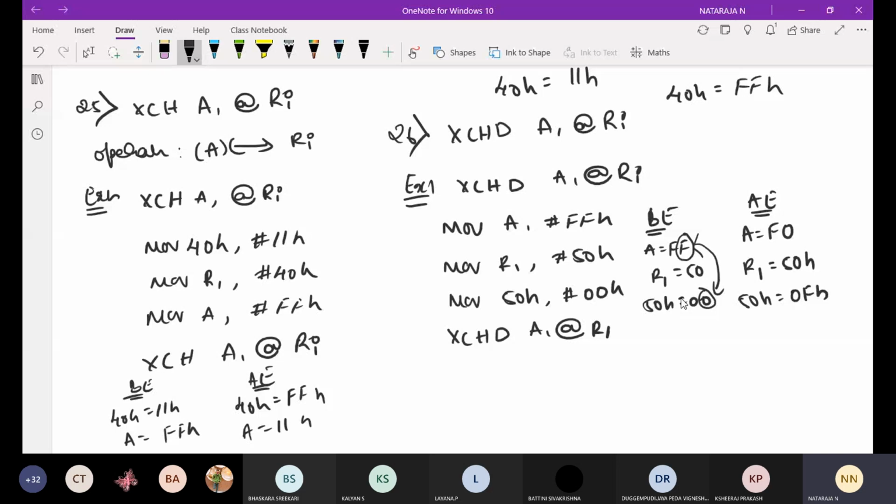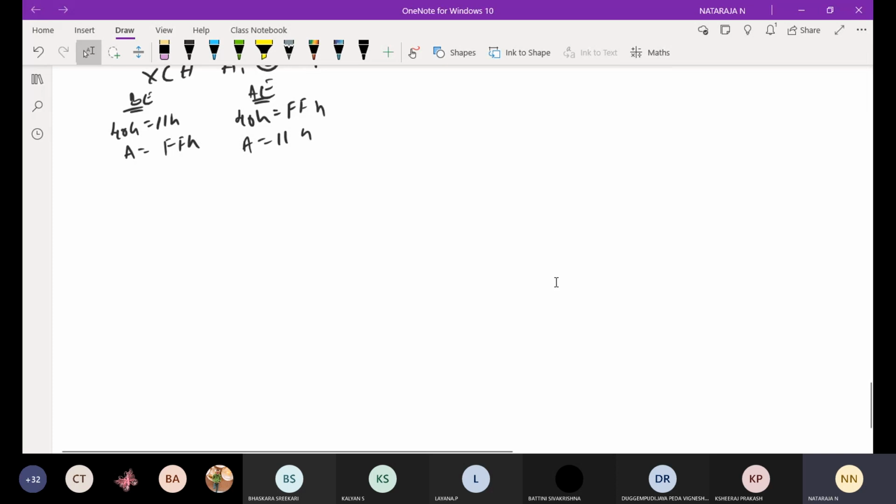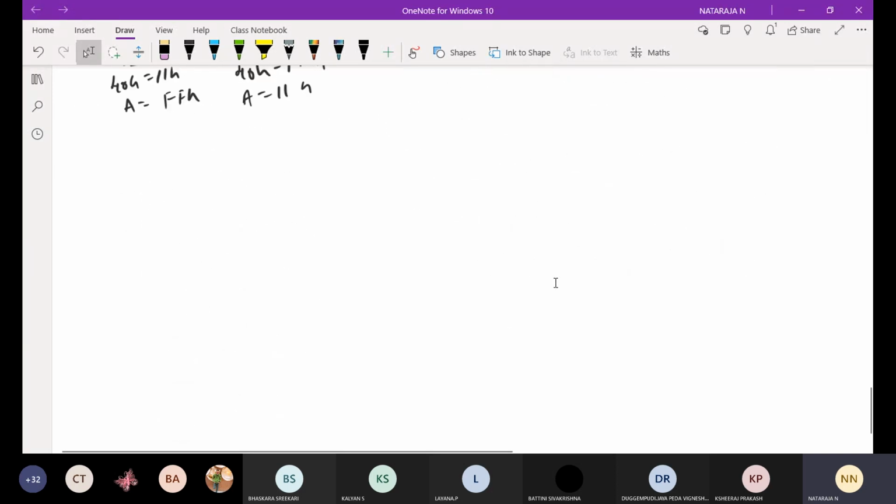A is moved with FF and R1 comma 50. This is the address location we are going to move to R1. For this address we are going to load the data 00. Now we are going to exchange the lower nibble of the data between 50H and the accumulator. Okay, I think everyone understood. We'll move to the next instruction, that is instruction number 27.